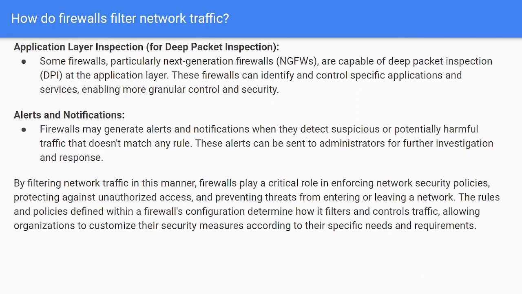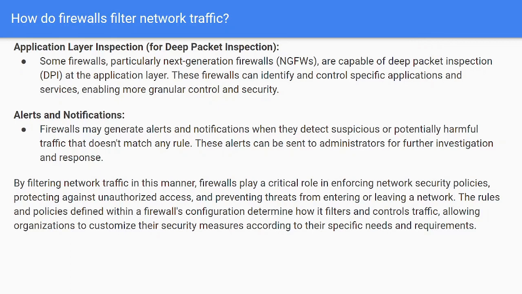Then the application layer inspection. Some firewalls, particularly the next generation firewalls, are capable of deep packet inspection at the application layer. This firewall can identify and control specific applications and services, enabling more granular control and security. So with application layer inspection, it has the capacity to do deep packet inspection.